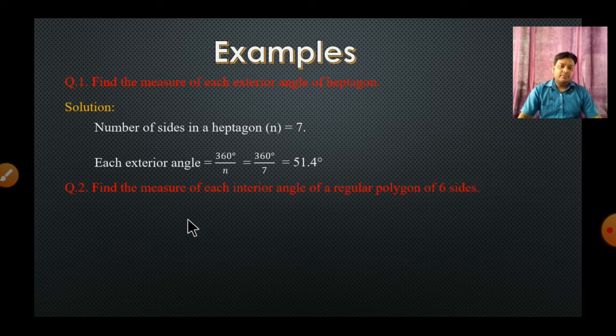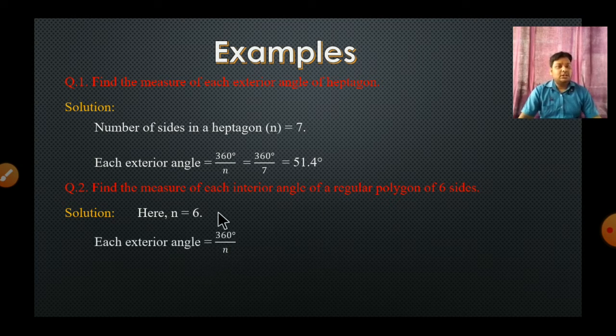Okay, students. Now, let's solve another question. We have to find the measure of each interior angle of a regular polygon of 6 sides. Here n is equal to 6. No exterior angle is given. If the number of sides is given and we have to find the interior angle, then at first we will find the exterior angle and then apply the interior angle formula. Each exterior angle is equal to 360 degree by n. So 360 by 6 is 60 degree. So we get the exterior angle.